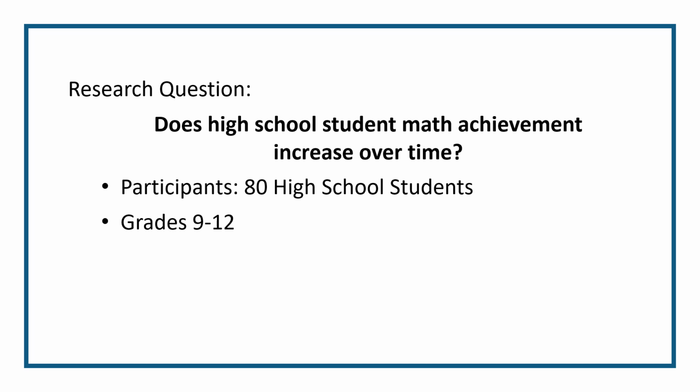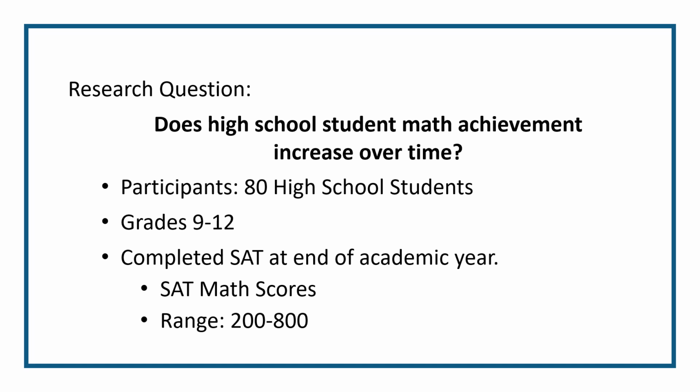These high school students are in grades 9 through 12, and they are evenly distributed across the 4 different class years. So we have 20 freshmen, 20 sophomores, 20 juniors, and 20 seniors. And in this data set, we have SAT scores from the end of the academic year. Because our research question is focused on math achievement, we are going to be focusing on the students' SAT math scores. SAT math scores can range from between 200 and 800, and the average score in the United States on the SAT math is a 521.